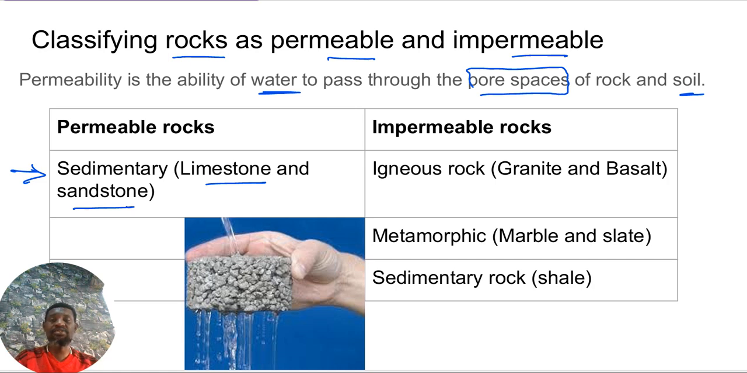So limestone and sandstone are permeable, while impermeable rocks here are your igneous rocks. Both granite and basalt are impermeable. Metamorphic rocks such as marble and slate are impermeable. Sedimentary rocks like shale are also impermeable.